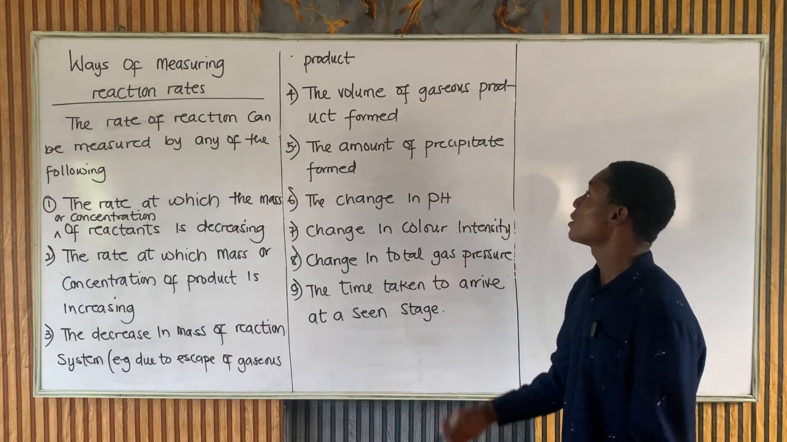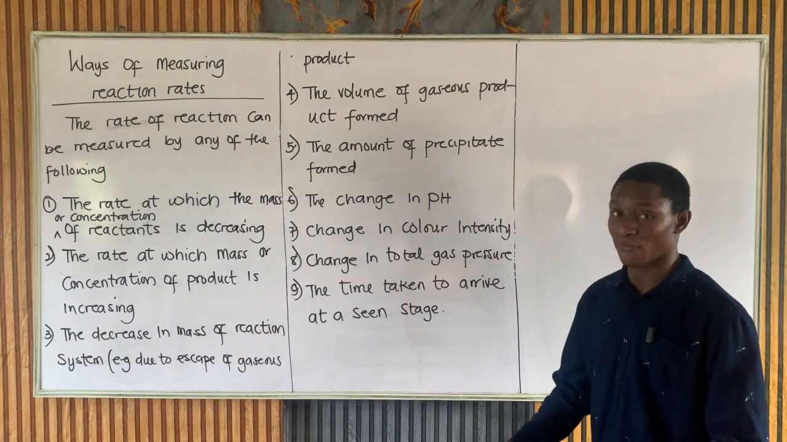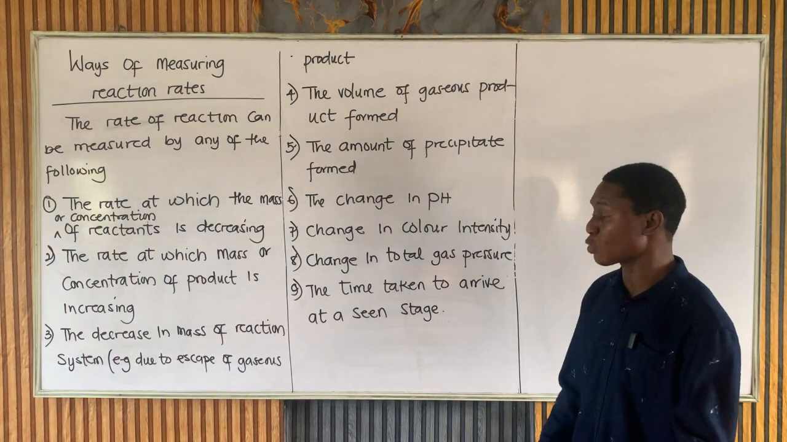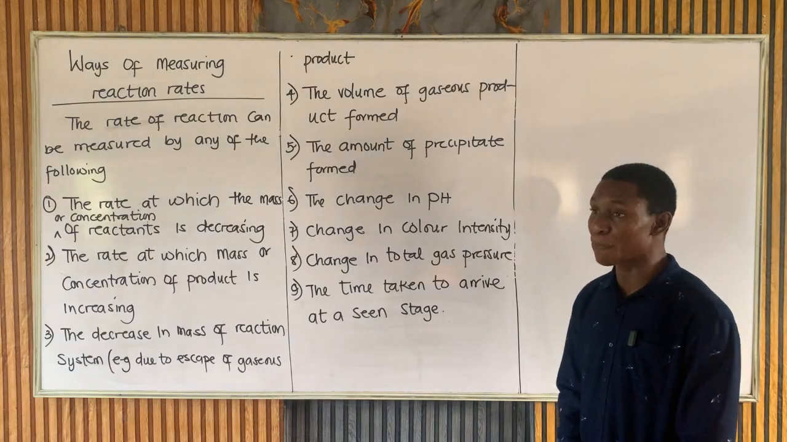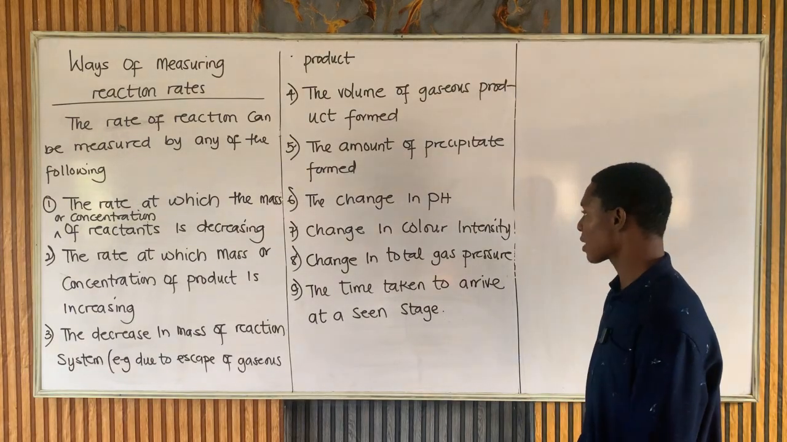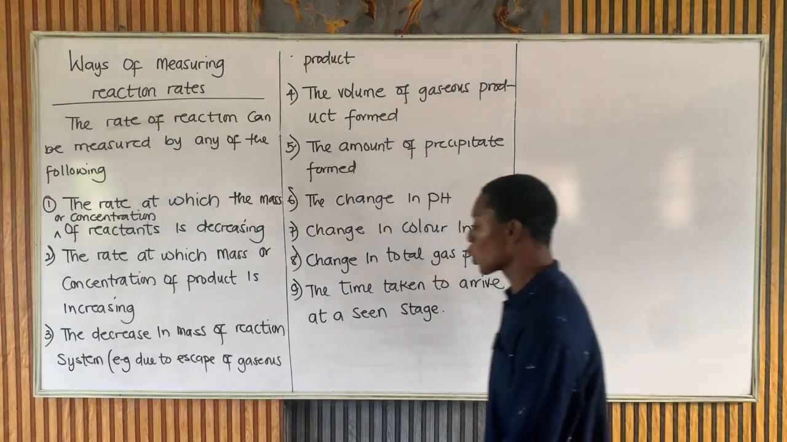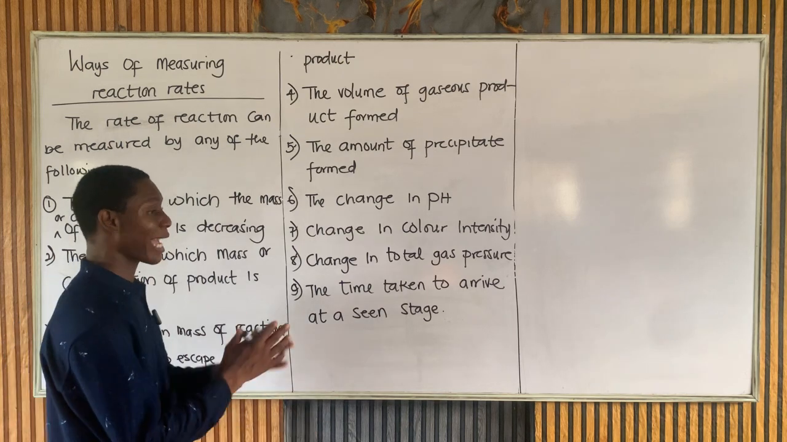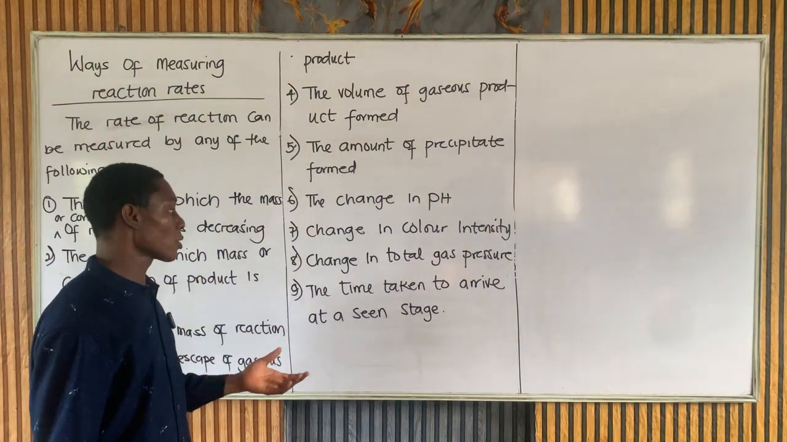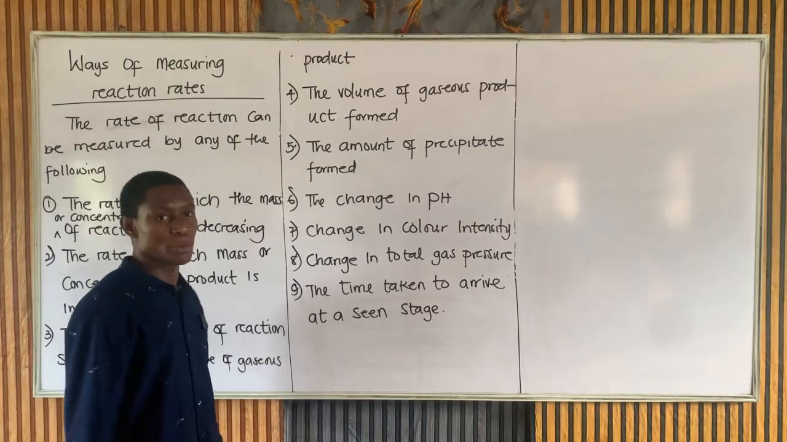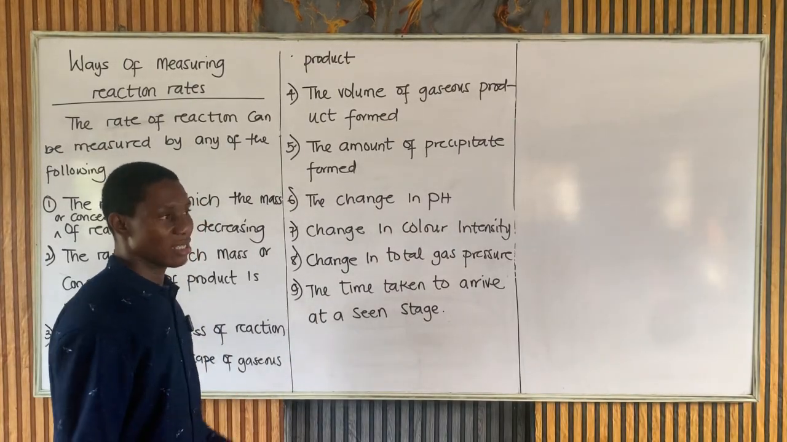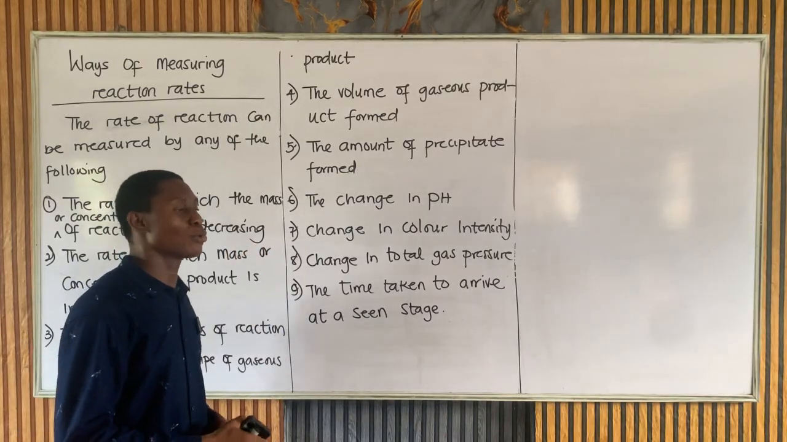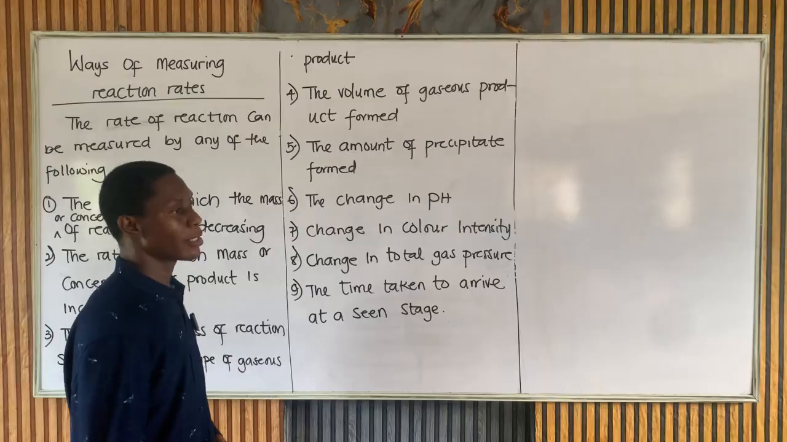Again, we can also use the volume of gaseous products formed to measure the rate of reaction. The amount of precipitate formed can also be used. Sometimes the change in pH can be used. Again, change in color intensity: as the reaction occurs, the intensity of color varies, and we can use that to measure the rate of reaction. Also, change in total gas pressure. And lastly, the time taken to arrive at a certain stage can also be used to measure the rate of reaction.